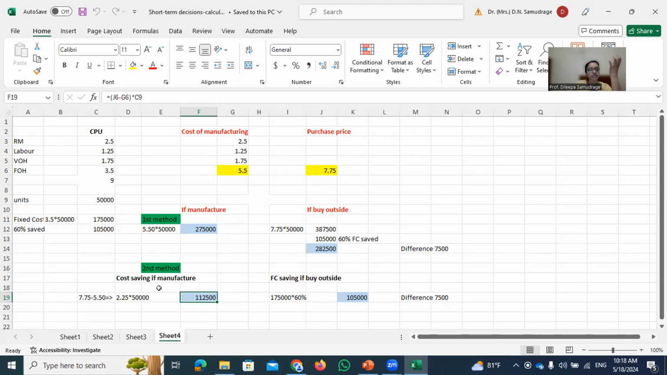So if you manufacture in your factory, the cost saving is this much. But if you buy it from outside, the cost saving will be how much? From the total fixed cost, you can save 60%. So this is the cost saving. So you have to compare these two. This is the cost saving side, right? So 112,500, this is 105,000, right? So the difference is this, right? Clear?